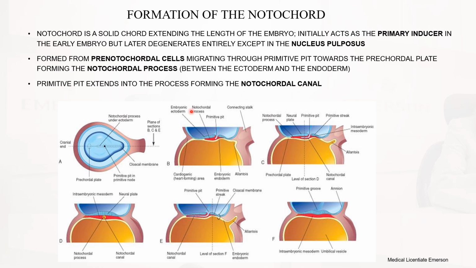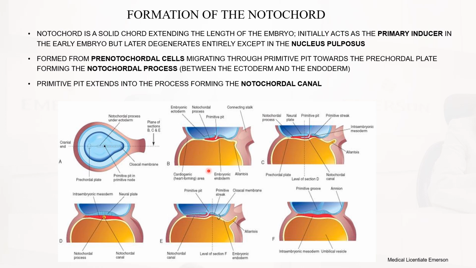So let's try by all means to see this in the pictures. Okay, so we are saying this same notochord is just a solid cord extending the length of the embryo, from the cranial end to the caudal end. Initially this notochord acts as the primary inducer in the early embryo, but later will degenerate entirely except for the nucleus pulposus. Okay, that's what we are saying.